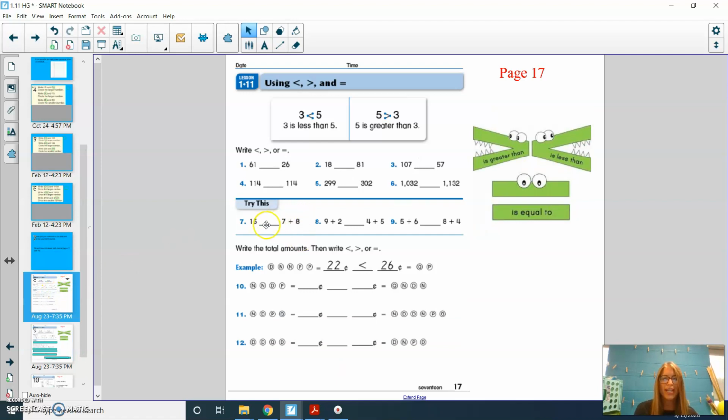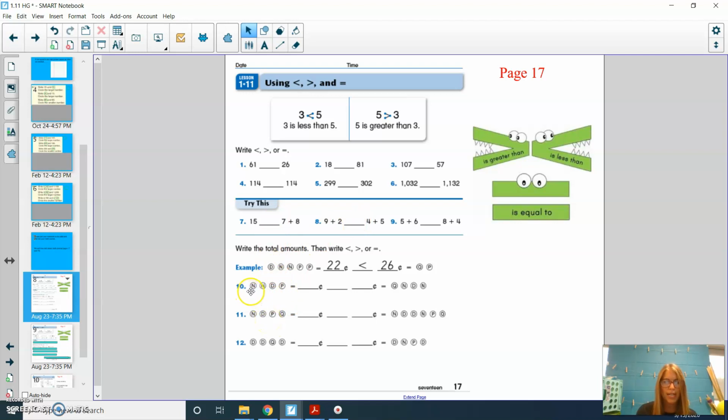Second graders, for the try this, on one side for this one they gave you the answer, but the other side you need to add those two numbers and figure out which is greater. So can you make sure to solve those problems first and then plug in your less than, greater than symbol? The same thing when you're looking at the bottom part, the bottom amounts.